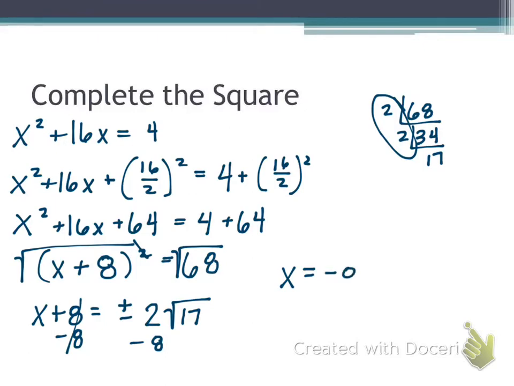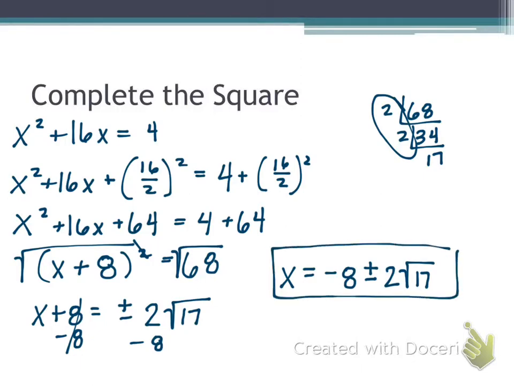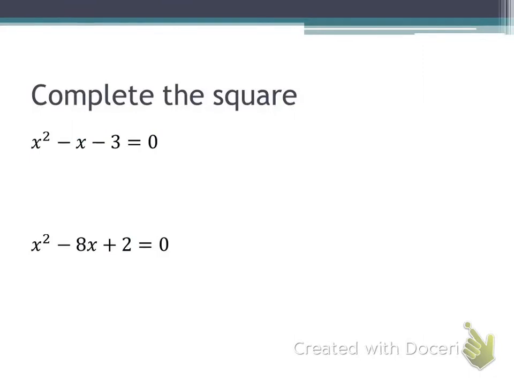I'm going to have negative 8 plus and minus 2 times the square root of 17. Because this sign right here, plus and minus, tells me that I'm going to have 2 different answers. But I can't work it any farther. So I'm just going to write it one time, save myself a little bit of time. Okay, now look at these problems. What is that first step that you have to ask yourself?